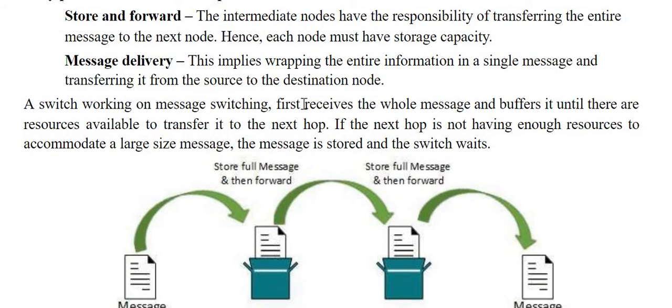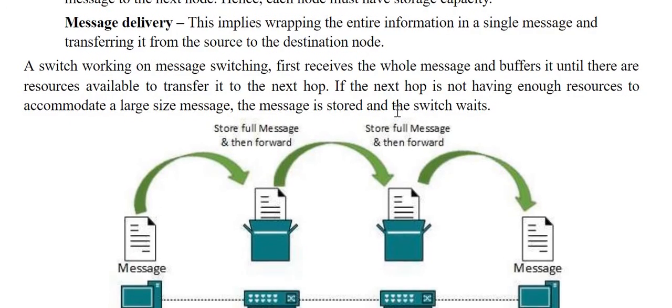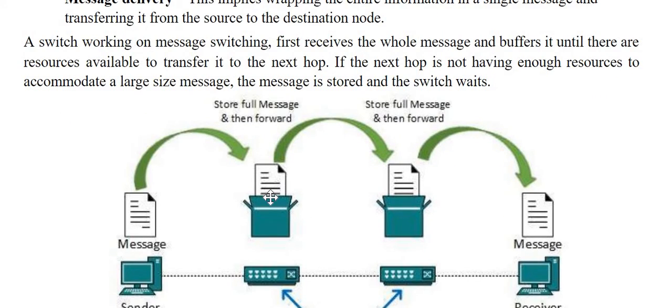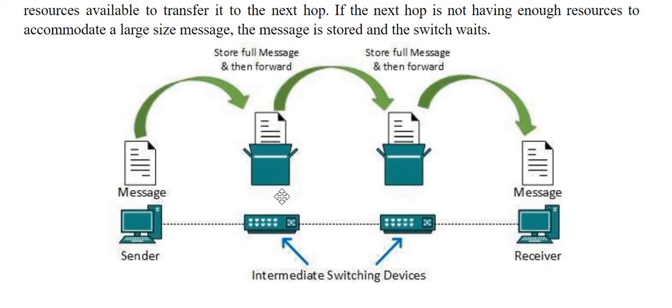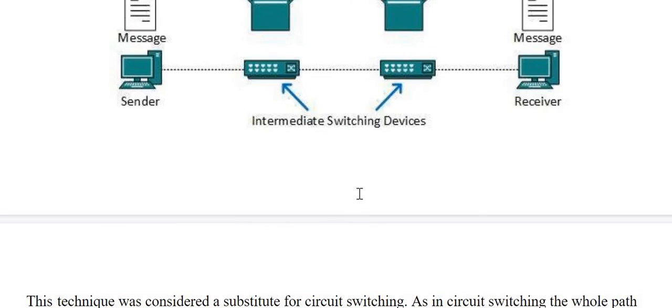A switch working on message switching first receives the whole message. So you can see here it receives the whole message and buffers it. It will store it until there are resources available to transfer it to the next hop. So if the next hop does not have enough resources to accommodate this message, it will wait. The message is stored and the switch waits. So this is the disadvantage: the message has to wait if the resources are not available.